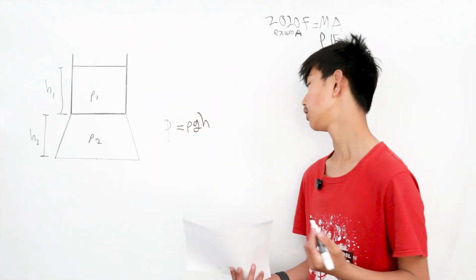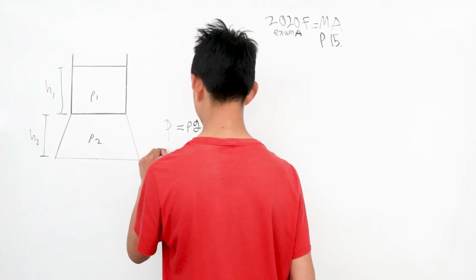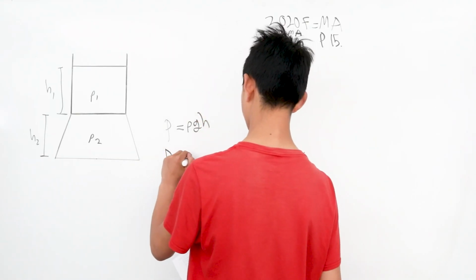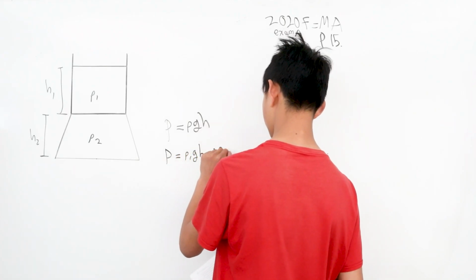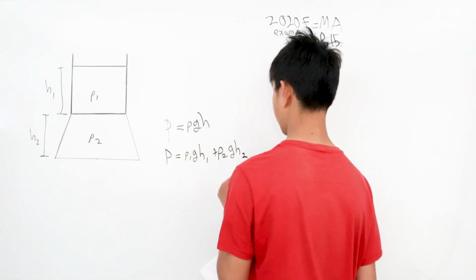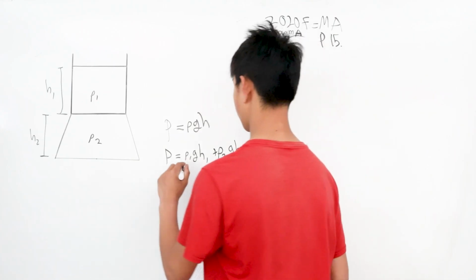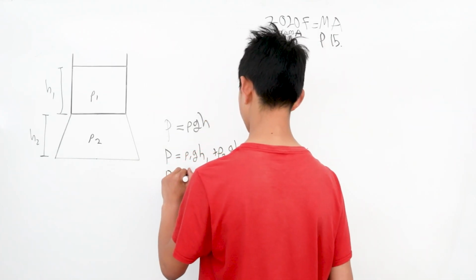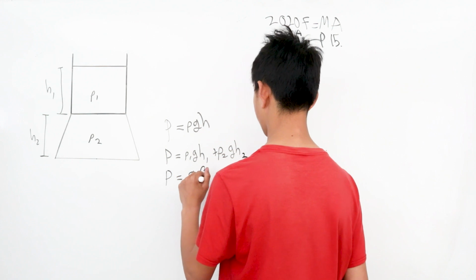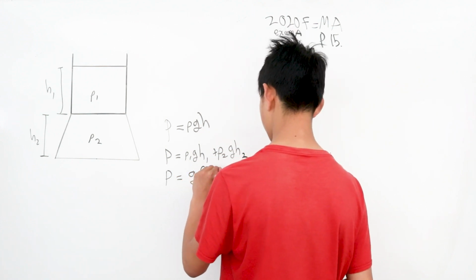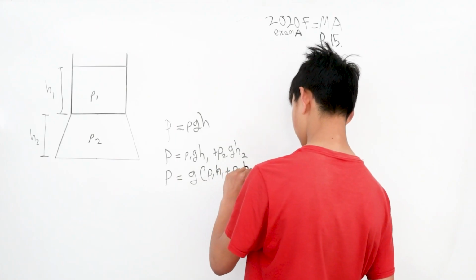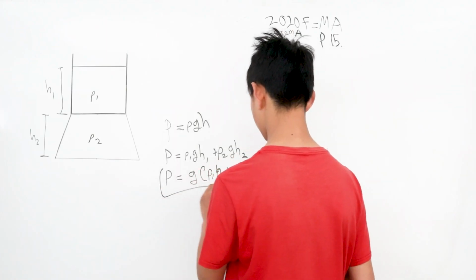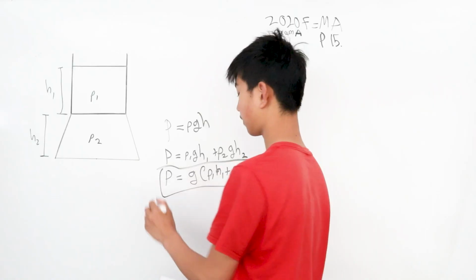Therefore, due to Pascal's principle, we get that the total pressure is simply rho 1 GH1 plus rho 2 GH2, because you sum all the things together. So therefore, this can just be represented by factoring out the G, rho 1 H1 plus rho 2 H2. And then this is going to be your answer for this problem.